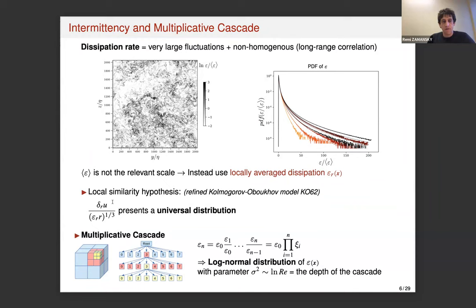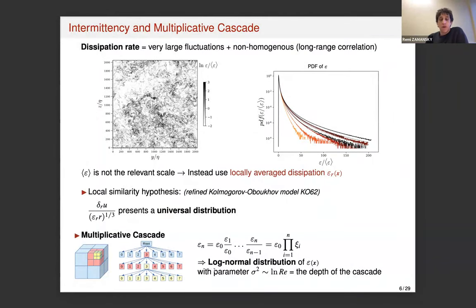And for that description, the locally averaged dissipation rate is basically connected to a multiplicative cascade process. You can view the dissipation rate locally averaged over a small volume of the n-th generation as a random multiplicative process scaling from the local dissipation rate averaged over a large cube of the zeroth generation. And then using the scale similarity assumption, you can say that the ratio epsilon 1 over epsilon 0 and so forth have the same distribution.